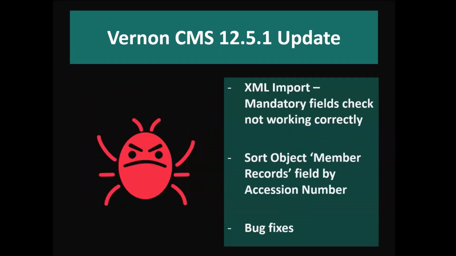We also found a bug in XML import with the new code to check mandatory fields. There was a couple of special cases which it wasn't handling, and we've added in fixes in this release to cover that. We've also made it so that member records, when you're using group and member in the object file, now correctly sort by the accession number, which it wasn't doing before. And then lastly, there's about a dozen other minor bug fixes that are packaged up with that release.